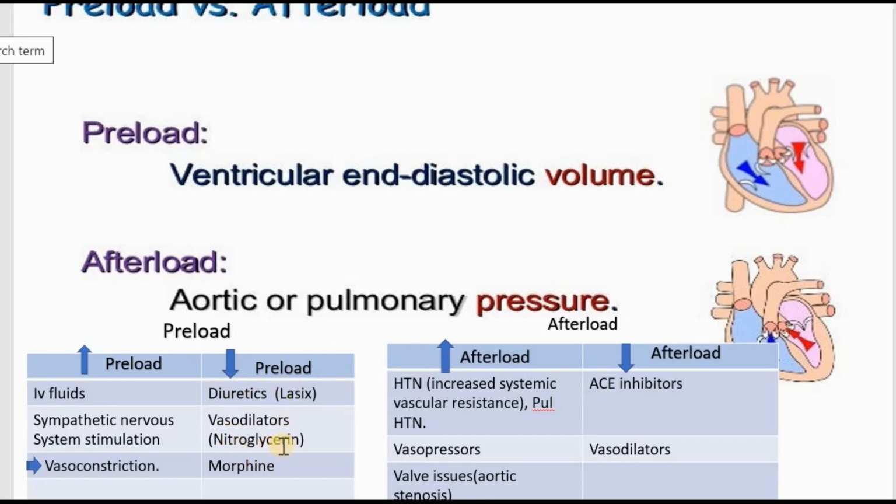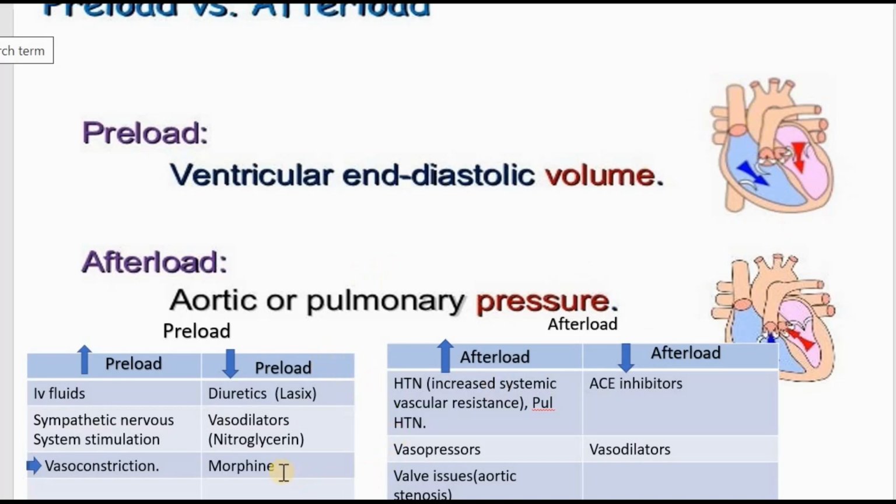Vasodilators, example nitroglycerin. So what happens with vasodilators is it dilates the blood vessels. When it dilates, there's blood pooling. More blood goes into the organs or more blood to the peripheral circulation. As a result, there is less blood coming back to the heart because blood pools into the peripheries or into the organs. So the blood volume, the decreased venous return, that decreases the preload.